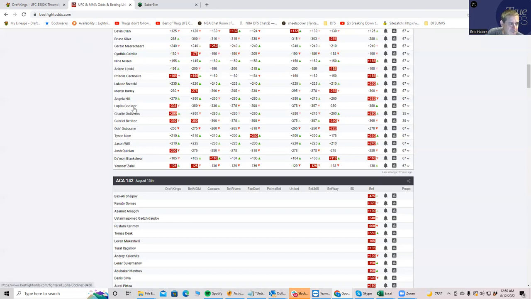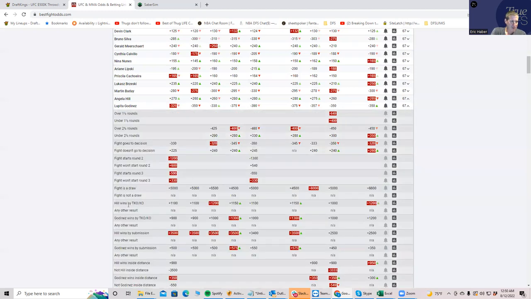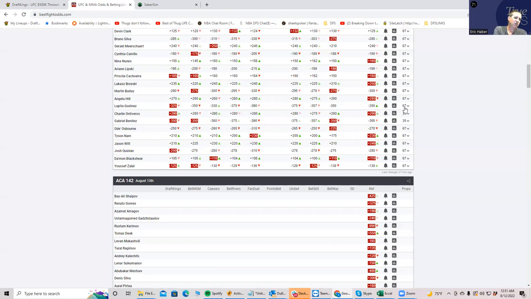All right, let's look at Godinez Hill. This is a different type of favorite. So Godinez is a minus 350, minus 370, very, very strong favorite. And her inside the distance prop is not that great. What's her inside the distance? Plus 350, which is obviously not good. But she has incredible upside with her takedowns, so she's going to go relentlessly for those takedowns.